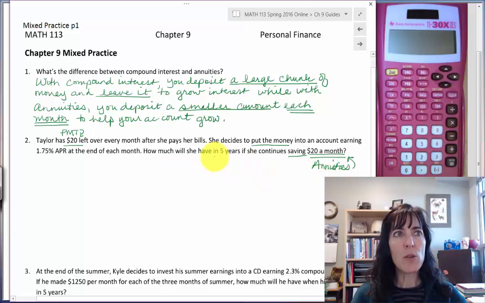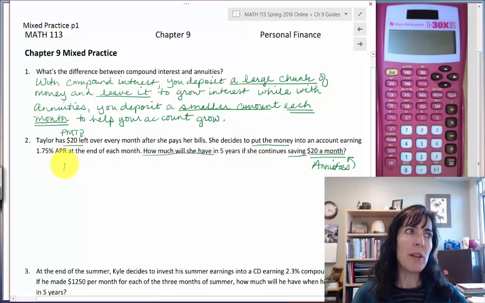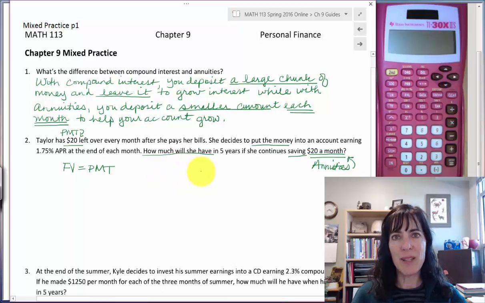I also know that I have her payment, and I want to know how much she will have in a certain amount of time if she makes that payment over and over. So that tells me that I want the annuities formula that is solved for the future value and uses the payment on the right-hand side.